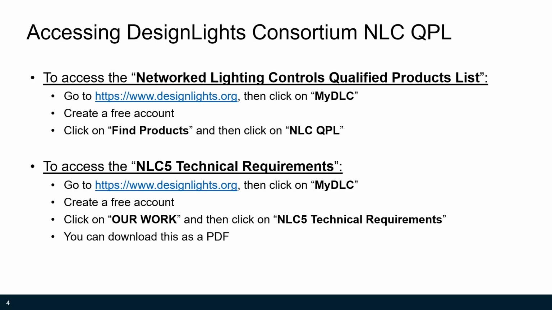To access the DesignLights Consortium's qualified products list, you have to go to their website, designlights.org, and then this process explains how to get access. You need to create a free account because they want to know who you are, and then you can click on Find Products and click on the NLC QPL. You can also access other things like the technical requirements and other studies and so forth.